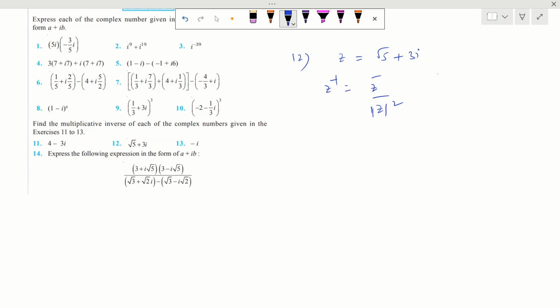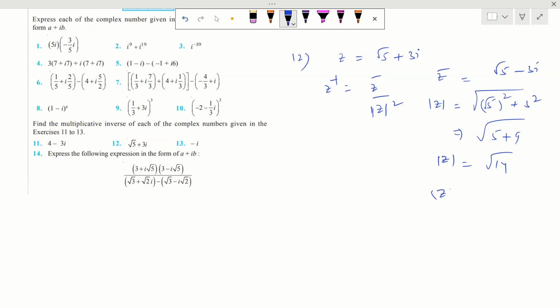So here, what is z bar? Root 5 plus 3i is given, so z bar is root 5 minus 3i. And what is the modulus of z? The modulus of z is the square root of root 5 square plus 3 square, right? The square root and the square will cancel. We'll have 5 plus 9, which is 14, so the modulus of z is root 14, and the modulus squared is 14.